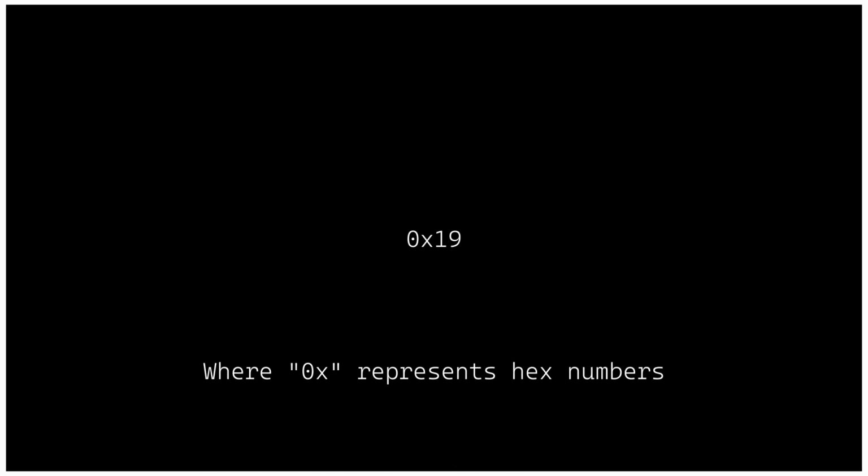For example, if we had the hex number 0x19, where 0x represents hex numbers and 19 is our hex number, we will take the number 9 and add it to that 1, but that 1 would be 1 times 16 because it's in the 16 to the first place, so we would do 1 times 16 plus 9, and that would be 25.